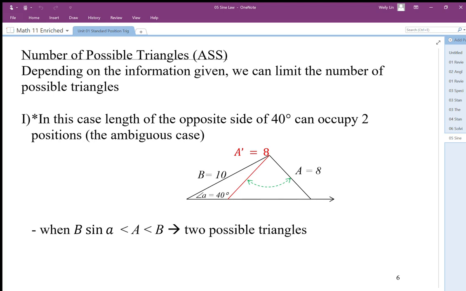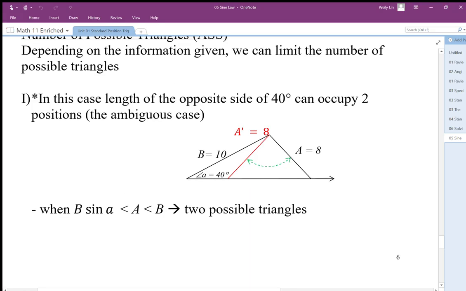And the formal part is this. You don't need to really remember this, but this is a formal test where we just say that B sine A is less than a, meaning the length of B sine A, which is the vertical length here, is going to be shorter than a and shorter than b. An easy way to remember this is when this side length is shorter than this side length, we can occupy two different positions.